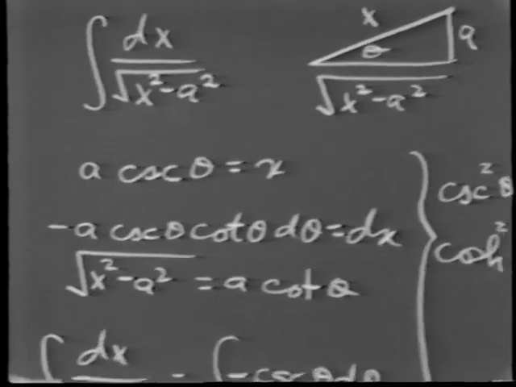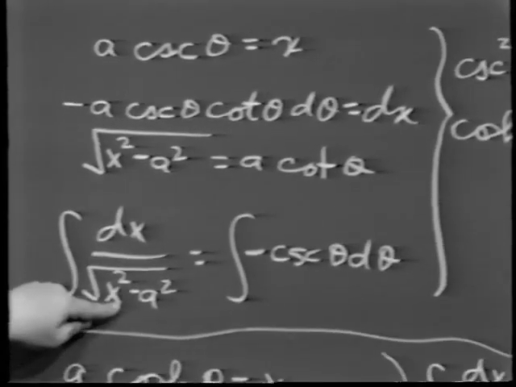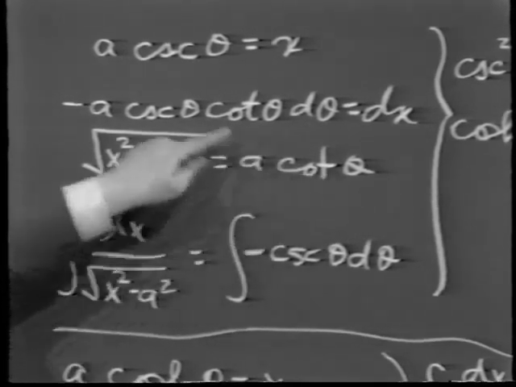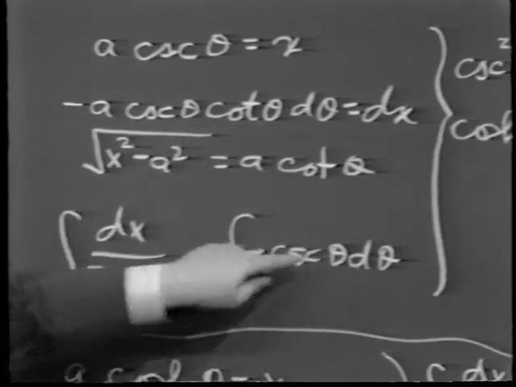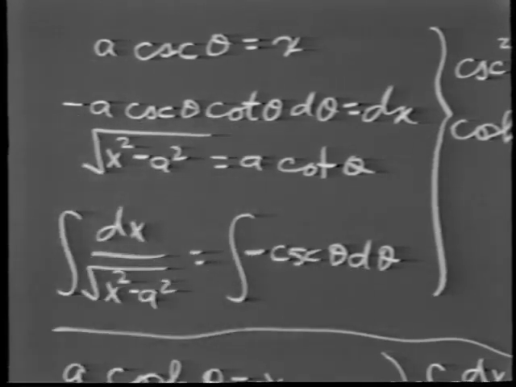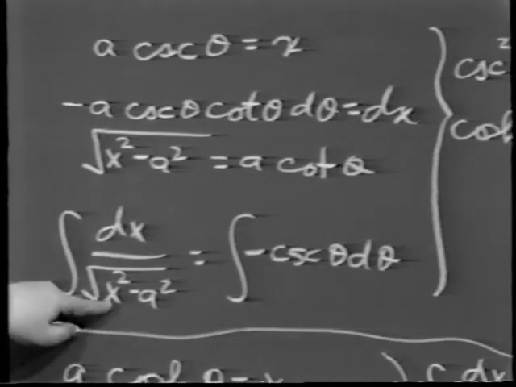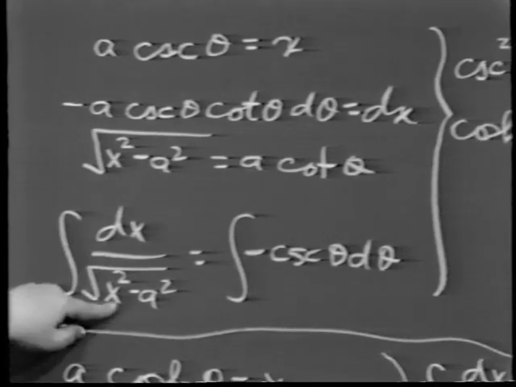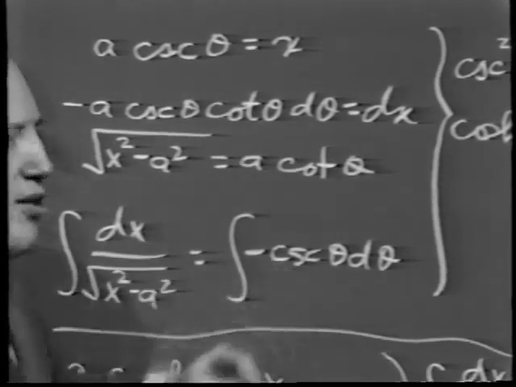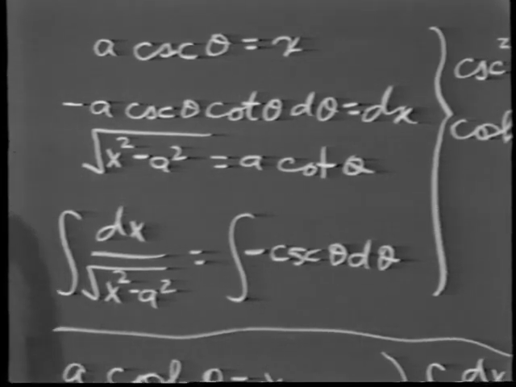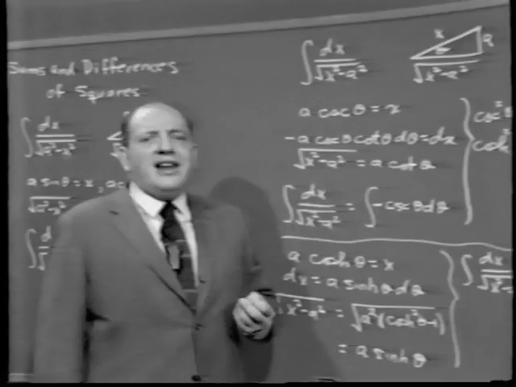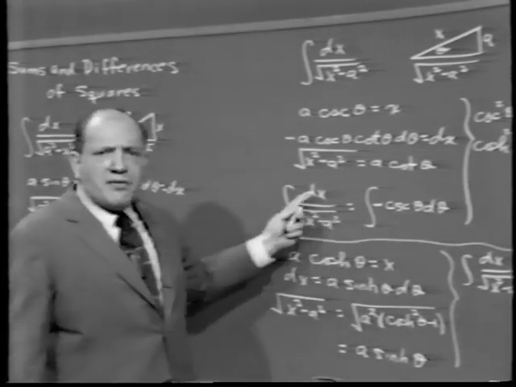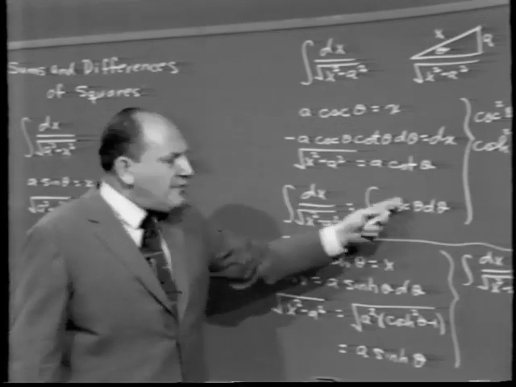Making the substitution in the integral dx over the square root of x squared minus a squared, notice that the a's cancel, the cotangents cancel, and I'm left with cosecant theta d theta and a minus sign inside my integral. In other words, somehow or other, this circular trigonometric function replaces the integral dx over the square root of x squared minus a squared by the integral of minus cosecant theta d theta. And the point I'd like to emphasize at this stage is that we don't say that the substitution has failed. The substitution has been made. We have replaced an integral involving x by one involving theta.